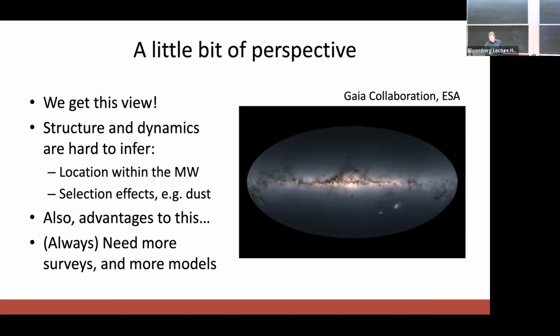And to do this, we always need more surveys to give us more data, to map more stars and tell us what's going on. We also need good models to help us take advantage of that data and help compensate for the observational biases and selection effects.